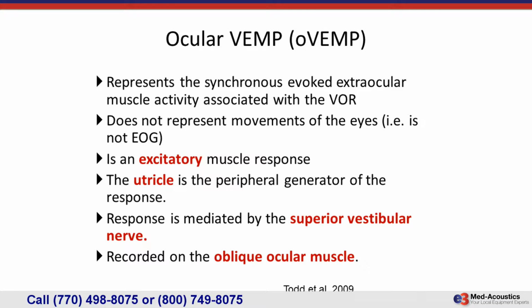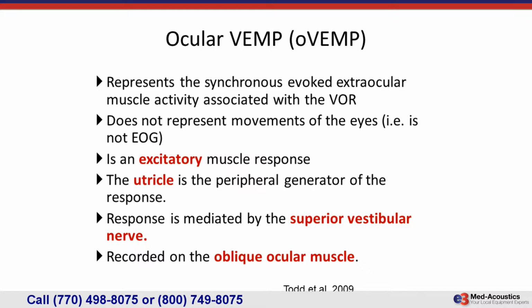Okay, so let's talk about the ocular VEMP now, right? This is a little different, and I'll show you the electrode montage for it as well. It represents evoked extraocular muscle activity associated with the VOR, the vestibular ocular reflex. It doesn't represent the movement of the eyes. Even though we're putting an electrode under the eye, it doesn't represent the movement of the eye, right? It's just that the response is recorded on that muscle.